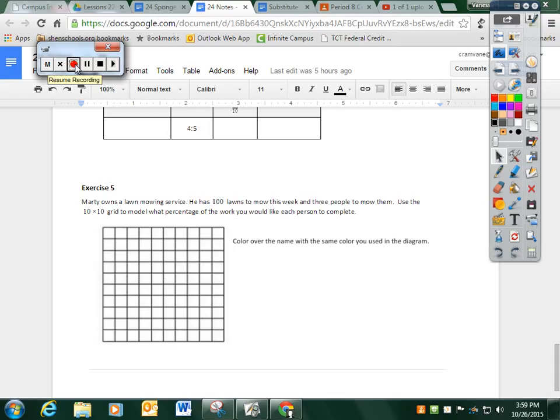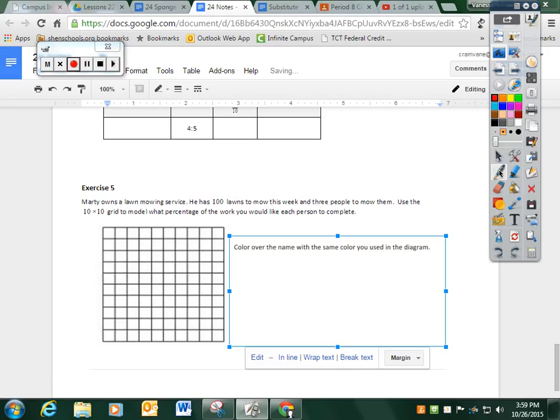If you've gotten this far, I'm very happy, okay? You have 3 people. I'm going to make up this problem. Marty owns a lawn mowing service. He has 100 lawns to mow this week and 3 people to mow them. Use the 10 by 10 grid to model what percentage of the work you'd like each person to complete. Well, I'm going to give you some numbers. I'm going to tell you that Bob mows 7/20ths of the lawn.